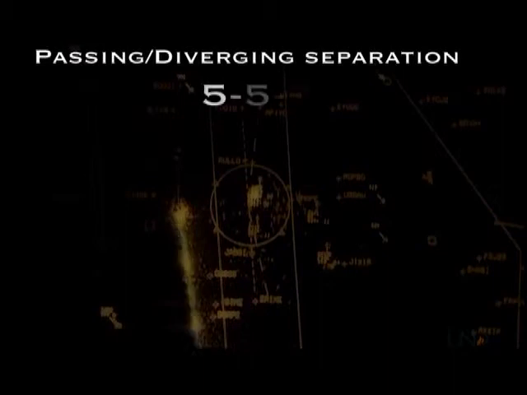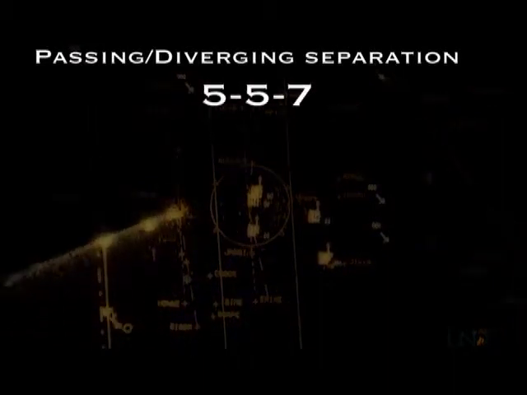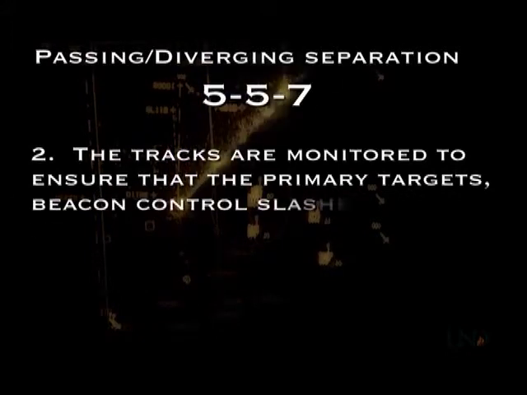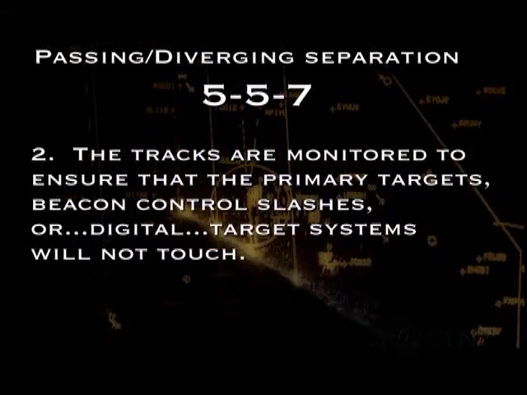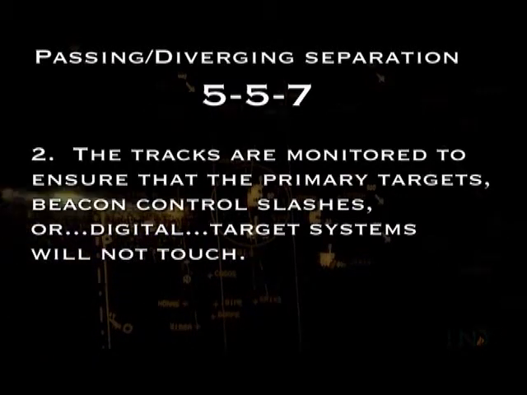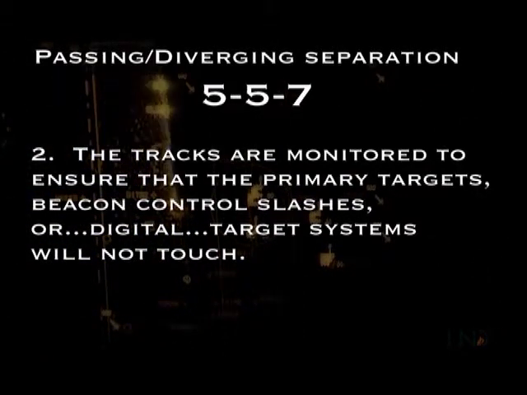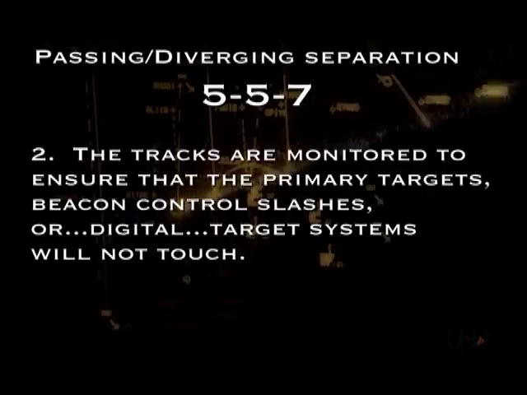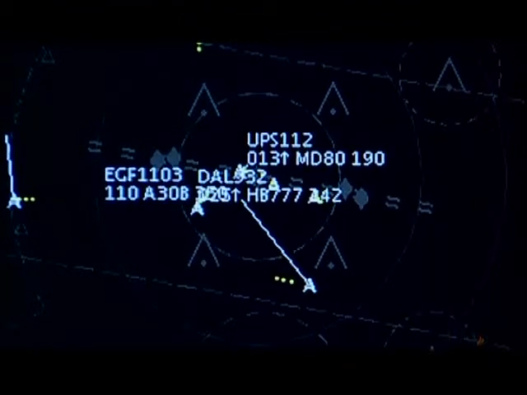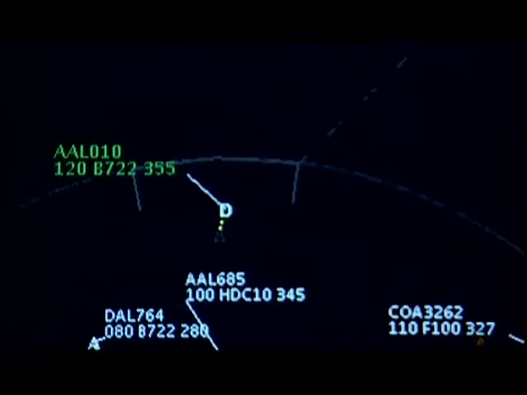There's one more rule in the 7110 regarding passing or diverging. The tracks are monitored to ensure that the primary targets, beacon control slashes, or digital target systems will not touch. Therefore, at no time when applying these rules can the targets touch on your radar display. Controlling a sector successfully and efficiently will require you to use all three types of separation together, so memorizing these rules and practicing in the lab is key.